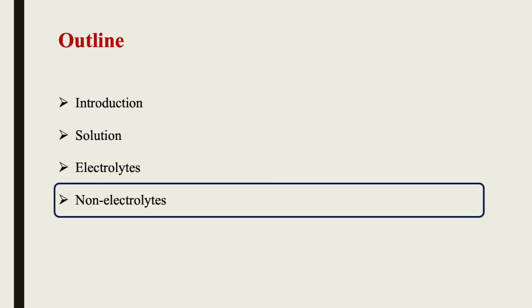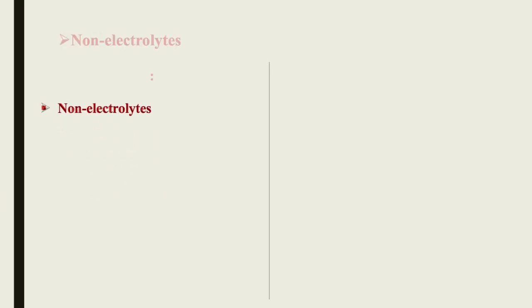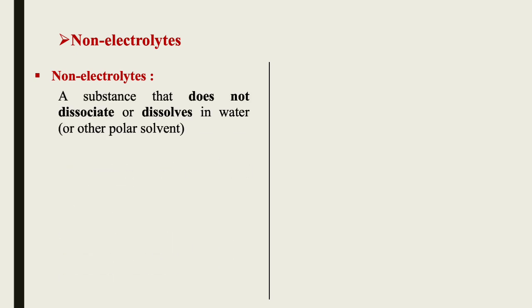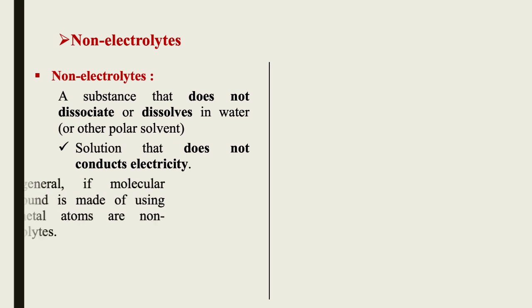Now we will see what is meant by non-electrolytes. Let's start with the definition: a substance that does not dissociate or dissolve in water or other polar solvent, we call it a non-electrolyte. The second point is a solution that does not conduct electricity, or you can say, if your solution is not conducting any electricity, we call it a non-electrolyte solution.